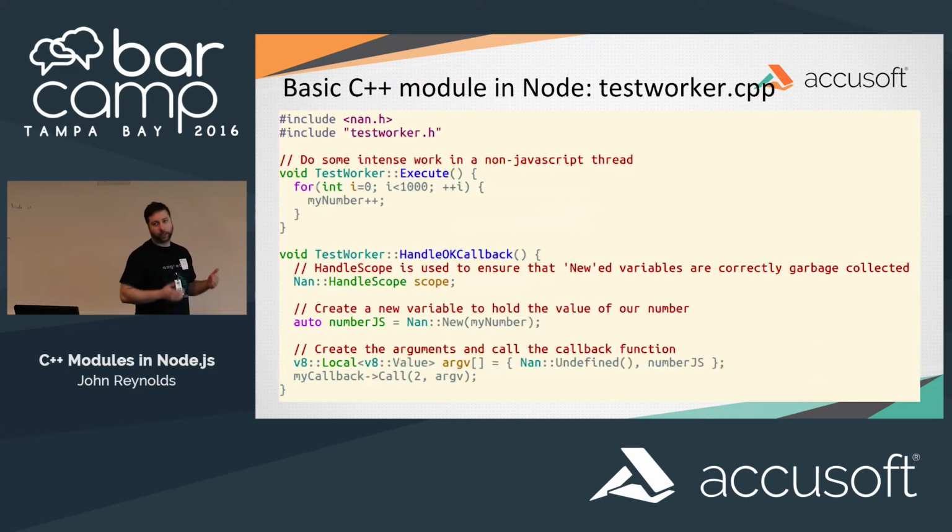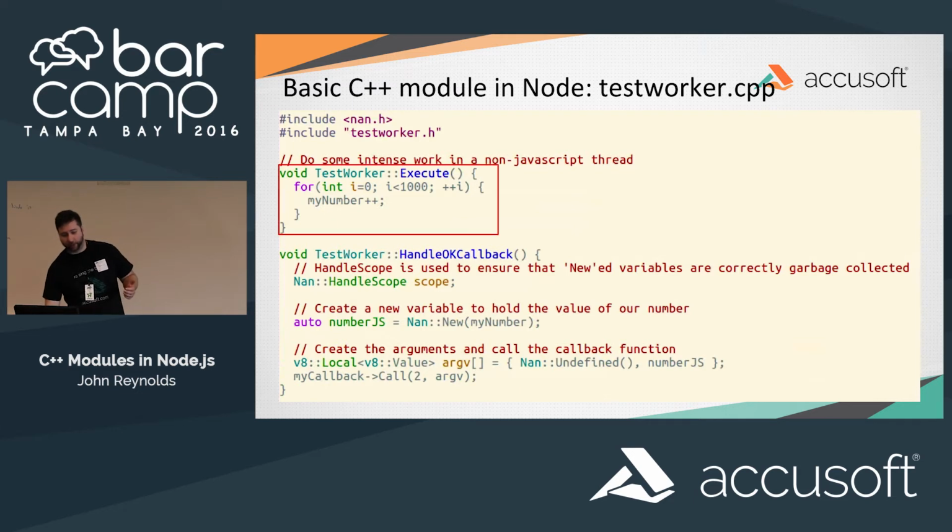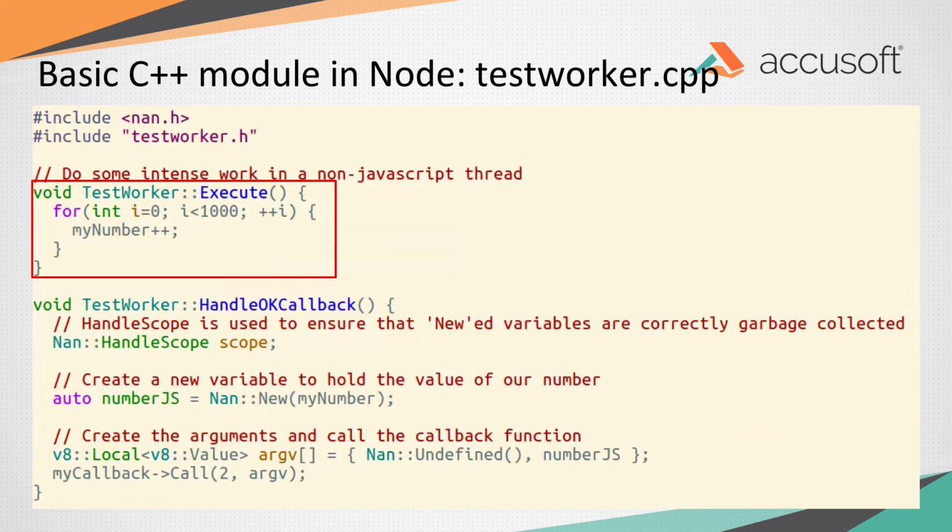So now we get into the meat and potatoes of our example app. This is where we're going to be doing the actual processor-intensive code, the for loop.